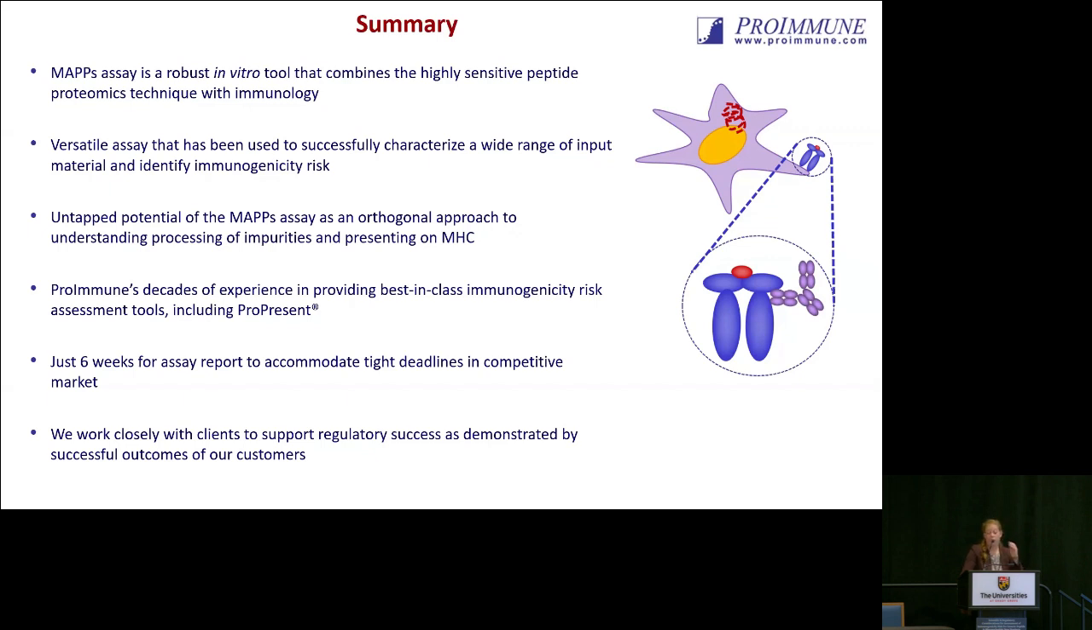And at ProImmune, we have decades of experience in providing these best-in-class immunogenicity risk assessment assays, including ProPresent. And this specific tool reports in about 6 weeks, which is really nice for accommodating these very tight deadlines in this competitive market. So as Jeremy mentioned yesterday, we do work very closely with our clients to support regulatory success, as demonstrated by the success of our customers.